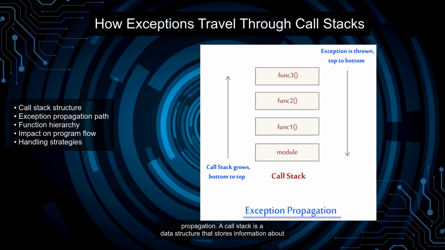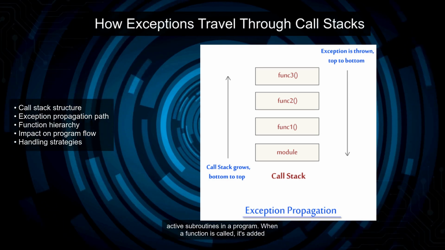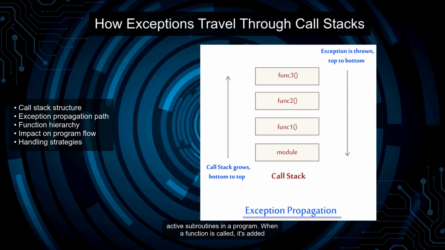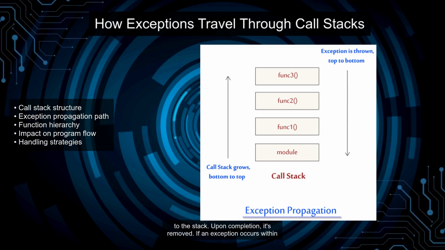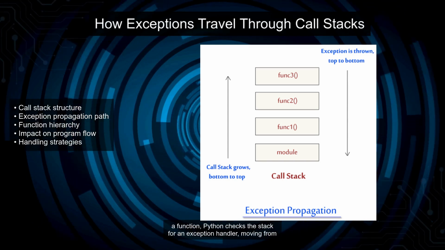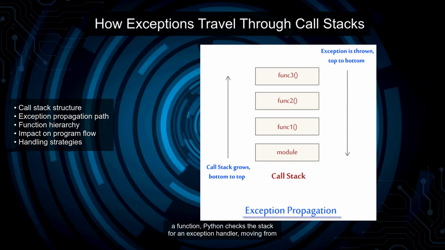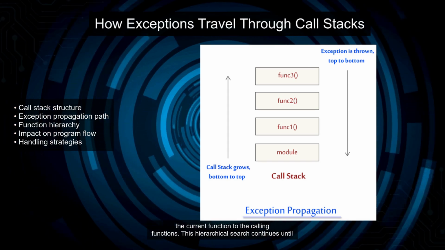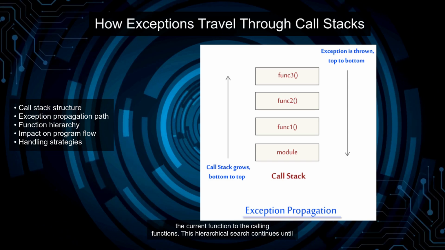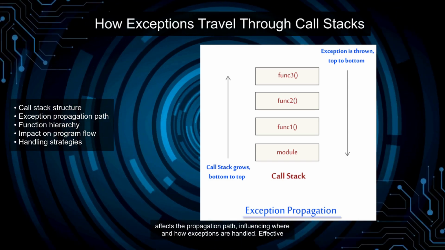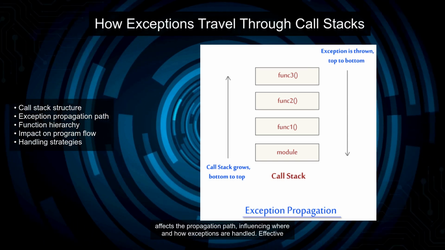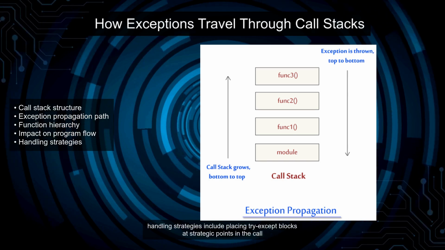A call stack is a data structure that stores information about active subroutines in a program. When a function is called, it's added to the stack. Upon completion, it's removed. If an exception occurs within a function, Python checks the stack for an exception handler, moving from the current function to the calling functions. This hierarchical search continues until a handler is found or the program terminates. The call stack structure affects the propagation path, influencing where and how exceptions are handled.